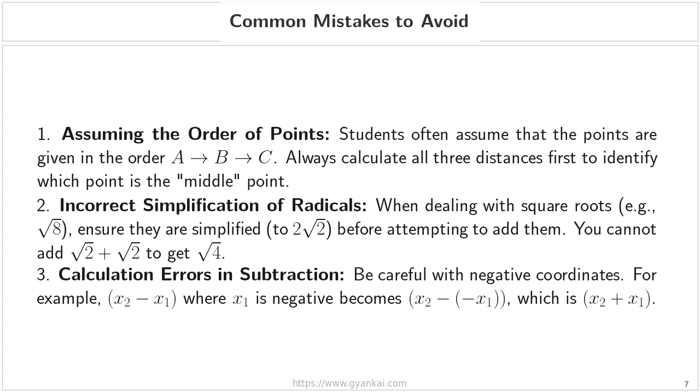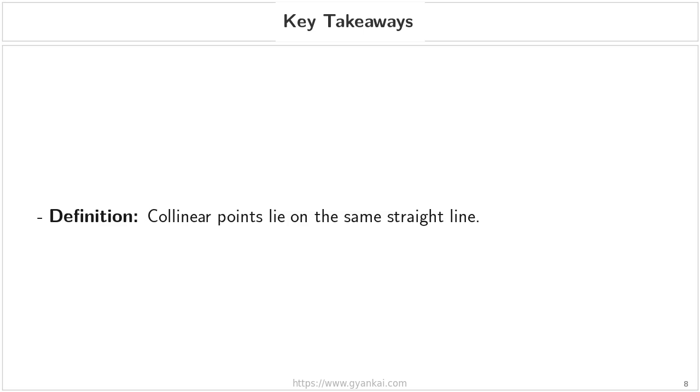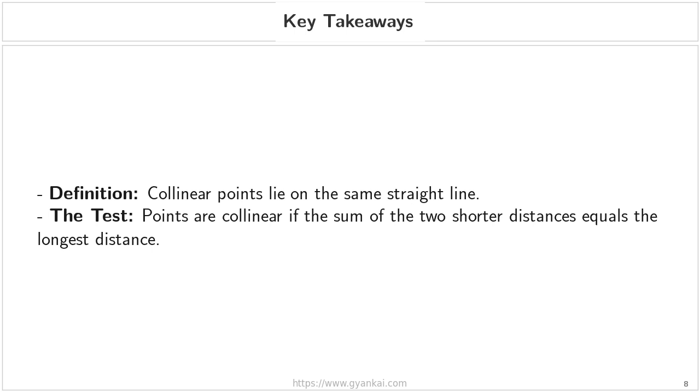Now, let's move to our final slide to recap the key takeaways. Key takeaways. First, let's revisit the definition. Remember, the term collinear literally means together in a line. So, when we talk about collinear points, we are simply referring to points that lie on the exact same straight line.